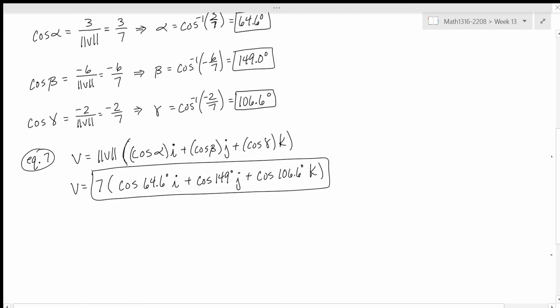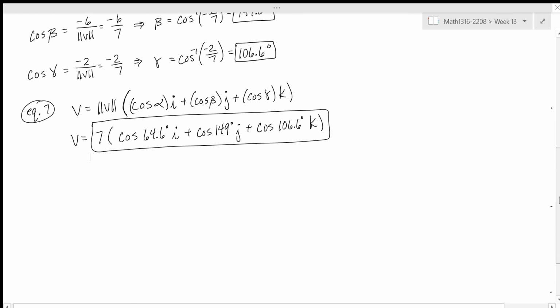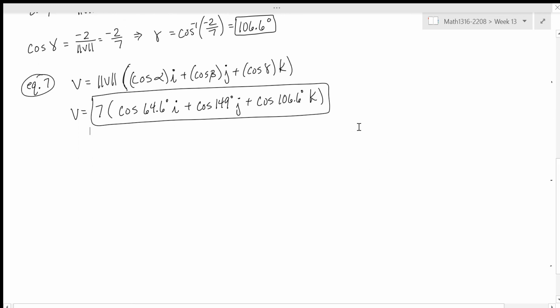Holy crap. Holy crap. Now, where have I seen something like that before? Where have I seen something like that before? Is it okay if I go away from this for a second?